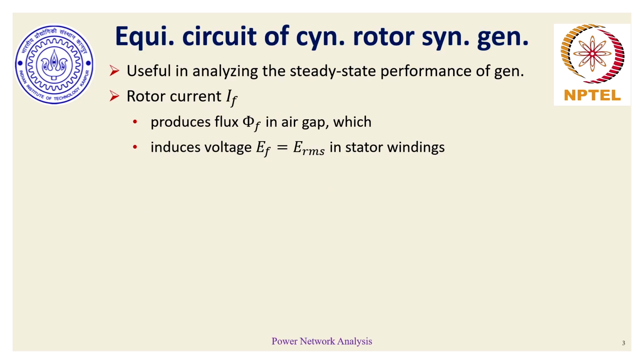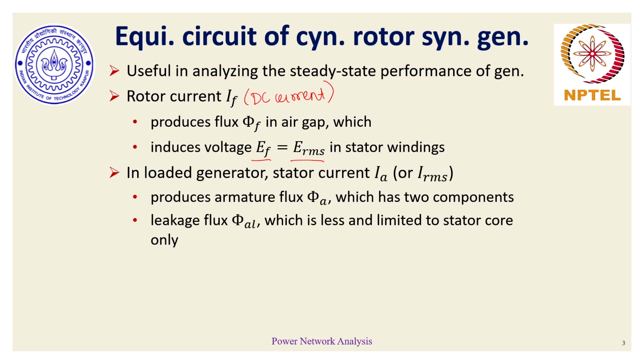So just to recapitulate, the rotor current, which is DC current, IF, induces a rotor flux phi F in the air gap, and this rotor flux is rotating at the same speed as the synchronous speed of the rotor, which in a way induces EF. In phasor domain, the corresponding RMS value is E RMS in the stator windings. And when the generator is loaded, the armature currents also exist. That means IA is not zero.